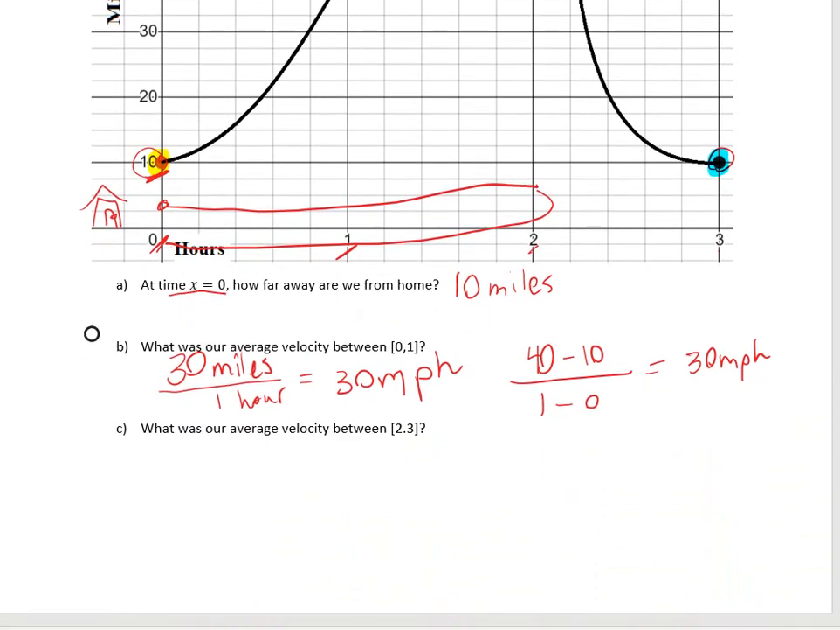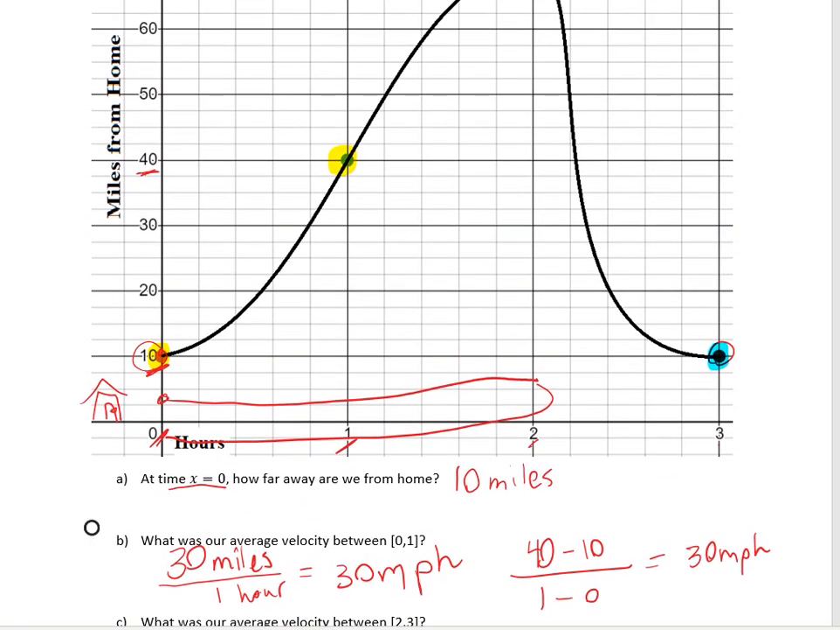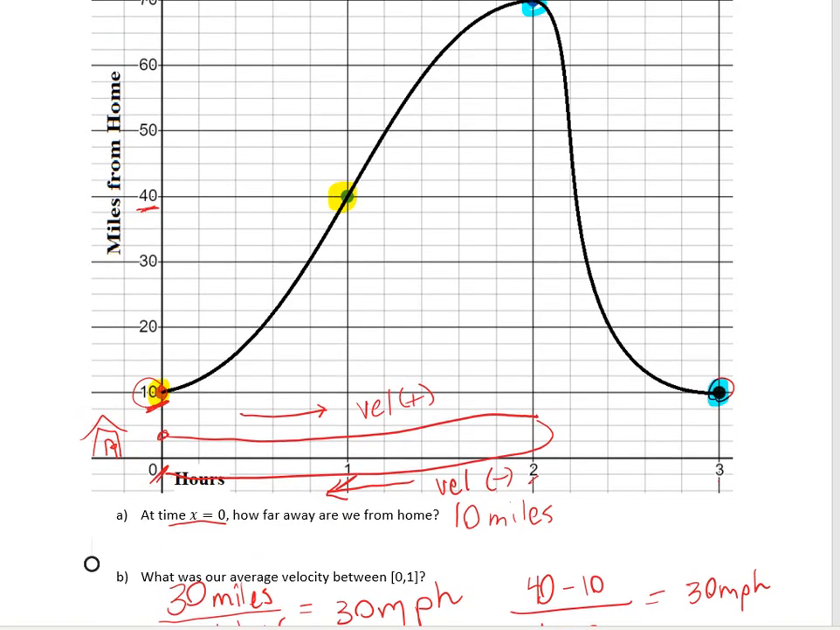However, notice that we're not talking about average speed, we're talking about average velocity. Velocity actually has another measurement other than just distance and time. It also has positive and negative. If we're moving away from home, that means our distance is increasing, which means our velocity is going to be positive. If we're moving towards home, that means that our distance between us and our house is getting smaller, which means our velocity is going to be negative.